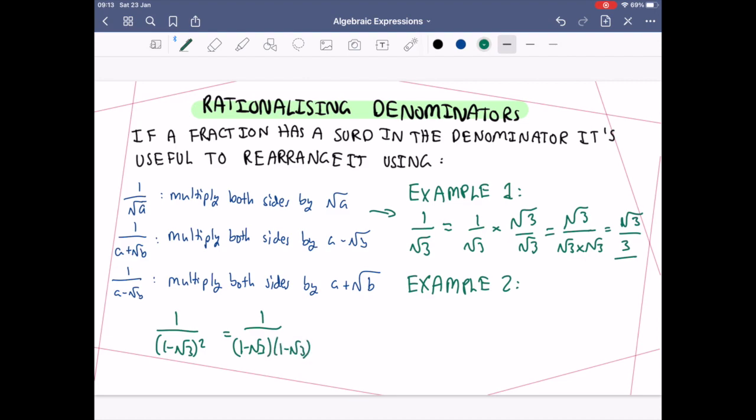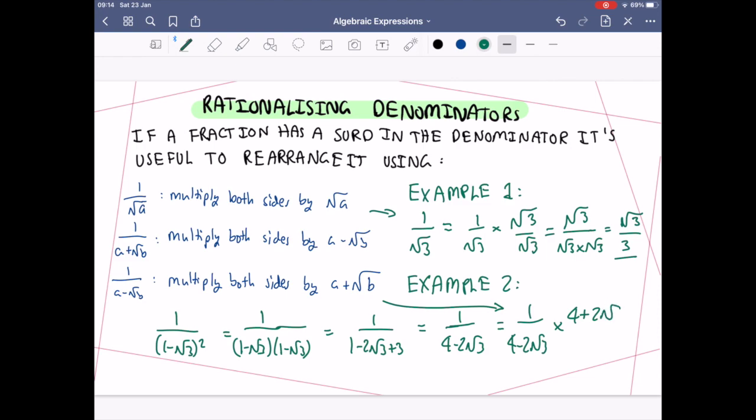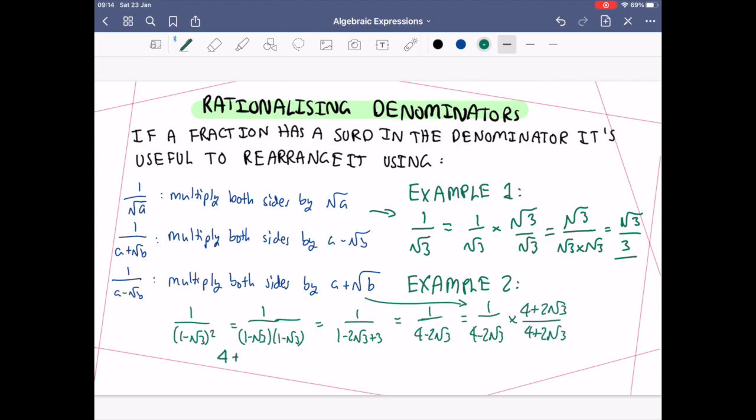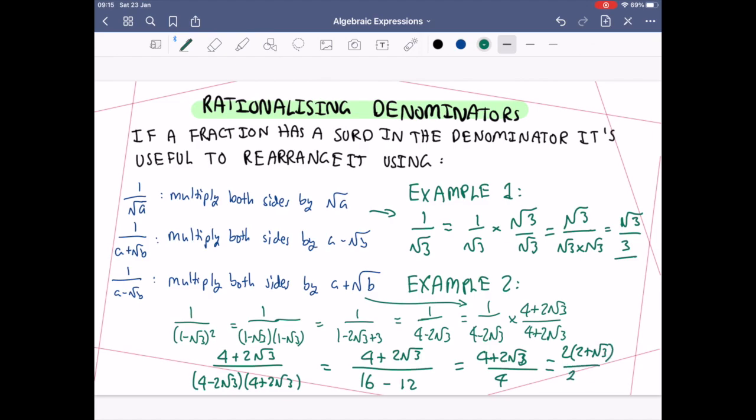So first of all, let's expand the brackets as we have just learned how to do. And we're left with 1 over 4 minus 2 root 3. So this means that we're using the last rule, so we multiply both sides by 4 plus 2 square root of 3. So let's go ahead and multiply that, and once again we want to simplify the bottom, we have to expand the brackets, and here we can see that we have a common factor of 2 on both sides. So if we divide by it, we're left with 2 plus square root of 3 over 2, so we can see how we have rationalized this denominator.